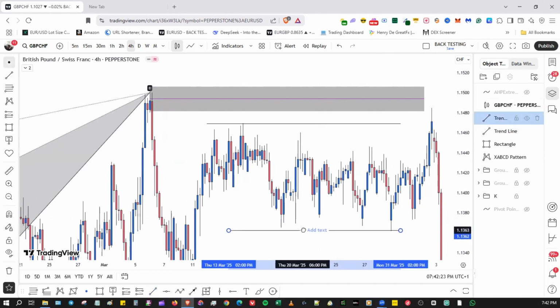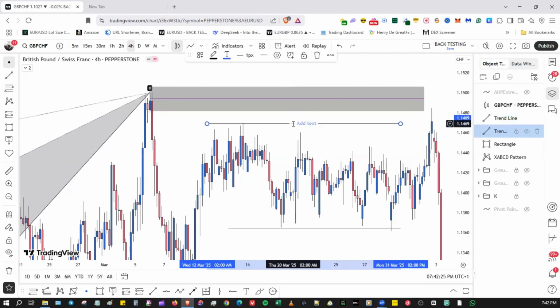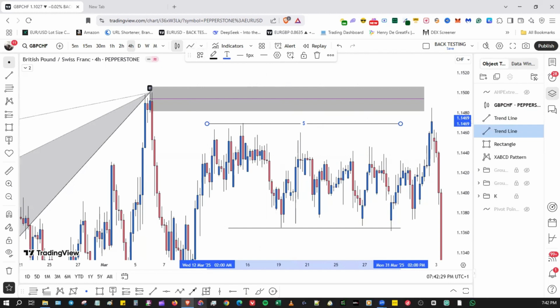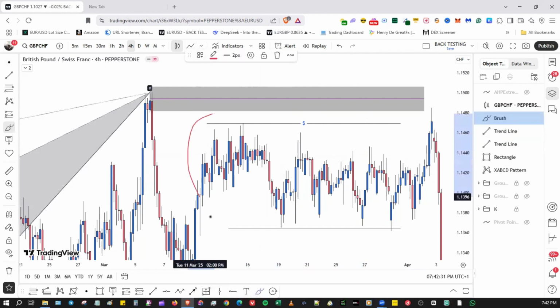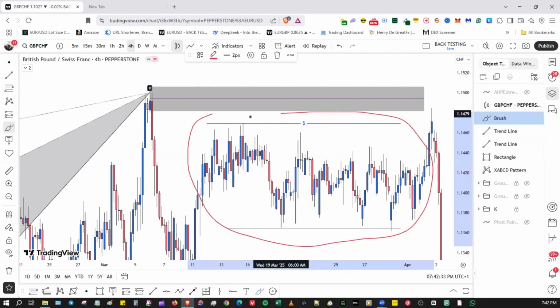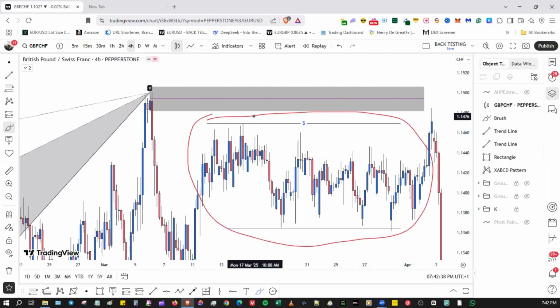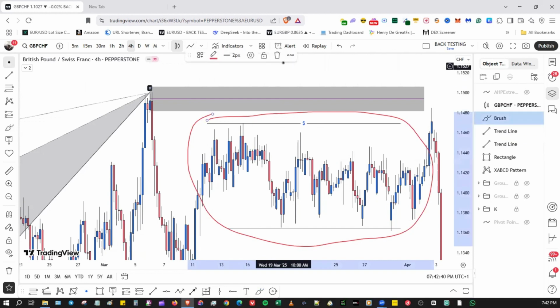So you can see it doesn't need to be picture perfect. Just understand that this is a liquidity point that price is creating. It doesn't need to be picture perfect. So that is what you need to understand, right? So that's it.